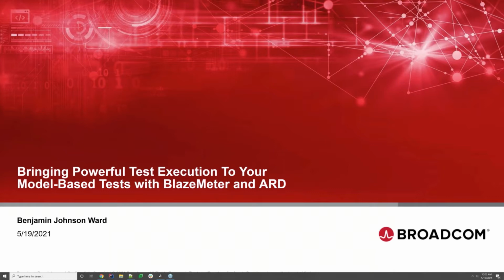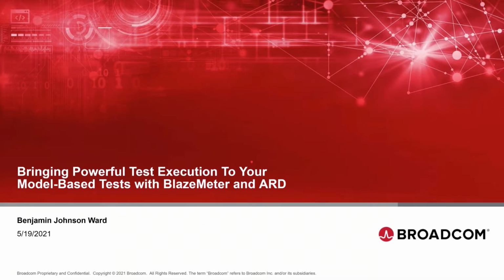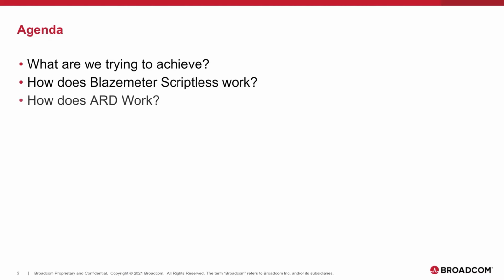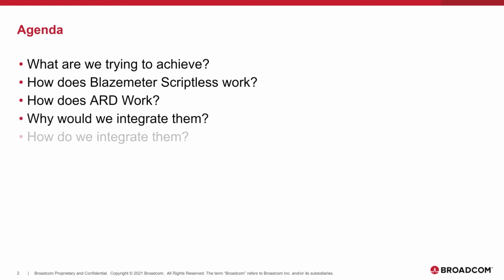So without further ado, let me explain a little bit about what we're going to be getting through. We're going to talk about the overall goal. We're going to talk about how one of our testing tools, BlazeMeter scriptless, works. It's a scriptless testing tool, and we'll talk about that in a minute. How does ARD, or Agile Requirements Designer, work? What does it do? And it being the other testing tool we're talking about today, how does it fit into this story that I'm going to be telling you? Why would we integrate them? How do we integrate them? And then I'm going to show you this all fitting together, right?